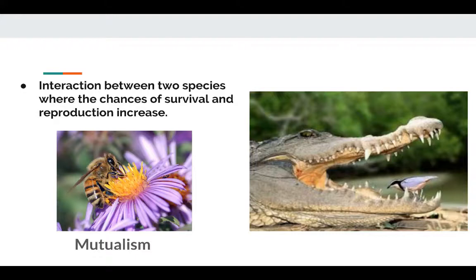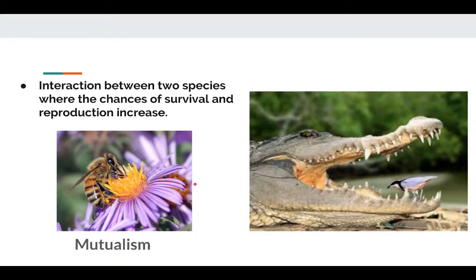So we're moving on to the positive aspects now that species will have on each other. And we'll start off with mutualism. What's happening with mutualism is both species are benefiting from this relationship. So in the case of the bee and the flower here, the flower is getting pollinated once this bee leaves and flies to another plant in a different area, whereas the bee itself is getting nutrients and food.